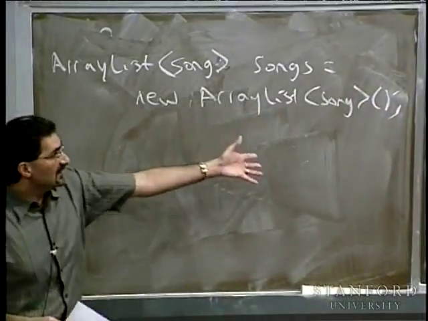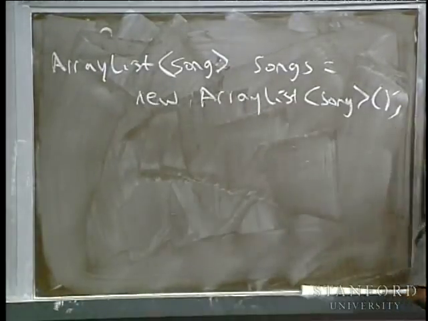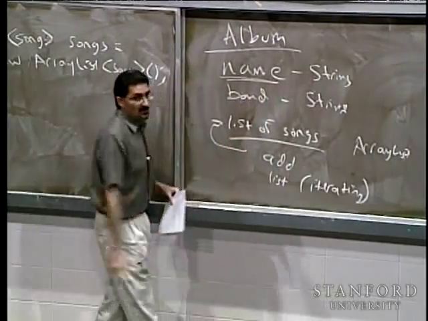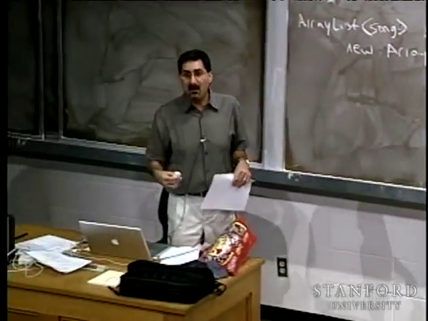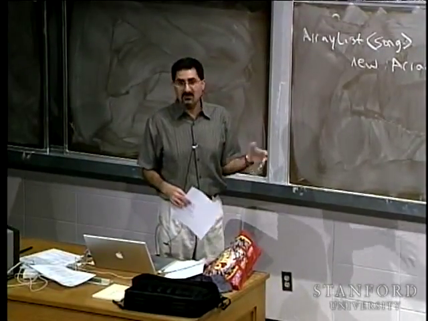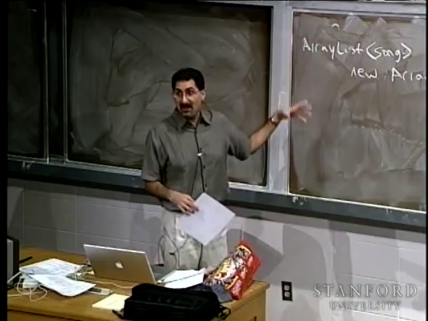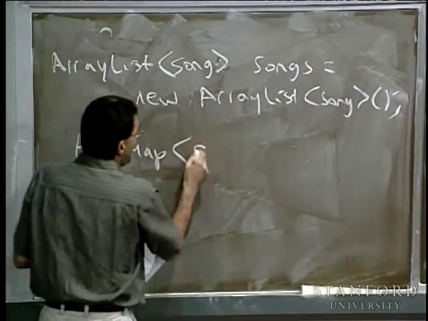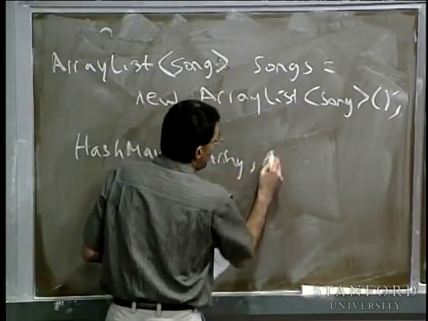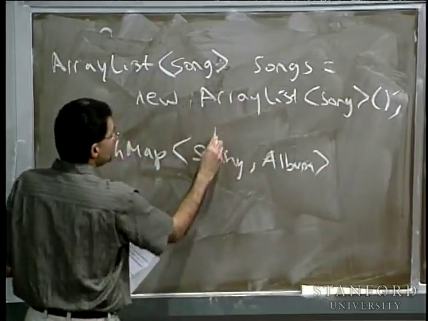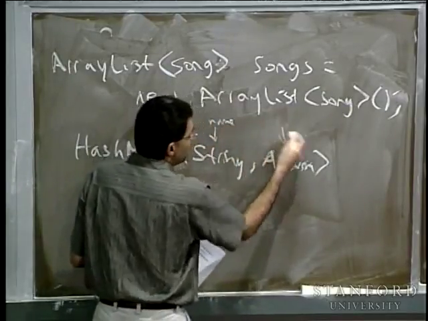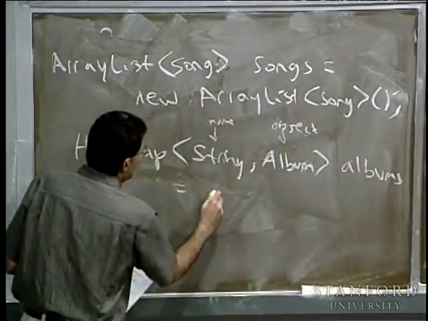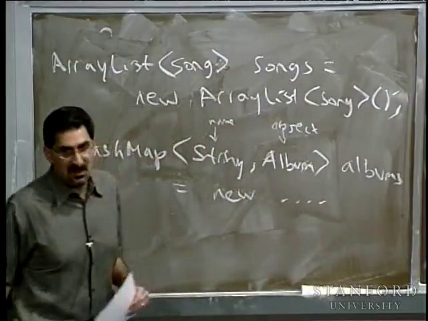Okay? Now, life in the album world is a little bit different. Besides keeping track of a list of songs, we also need to keep track of albums. But in the album world, name is actually a unique identifier. If we want to look up albums quickly, it might make sense to use a hash map. Part of this whole example is to show you both array list and hash map in one application. So we could have a hash map that maps from strings to albums, where the string is the name of the album, and this is the actual album object. We'll call this albums, and we do the new hash map to create it.